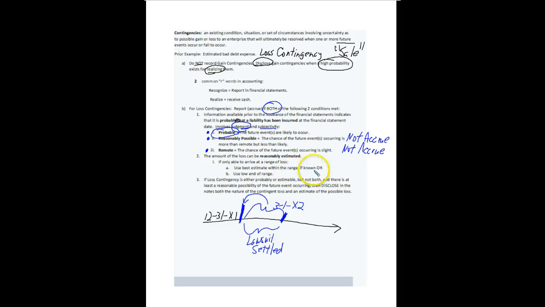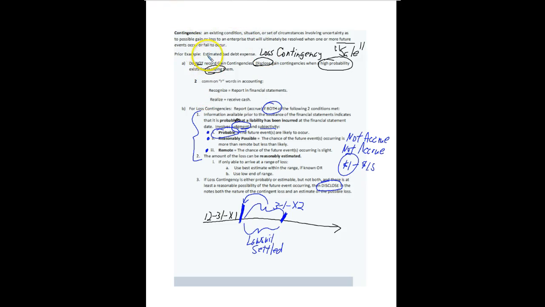In that case, in my example, if we were having a range from 1 to 1.5 million, we would go with the 1 million on the low end. Okay, so we will accrue if criterion 1 and 2 are both met. Now, if one is met and the other one is not, then we will disclose it in the notes to the financial statements. Okay, well, let's move on and look at some examples.